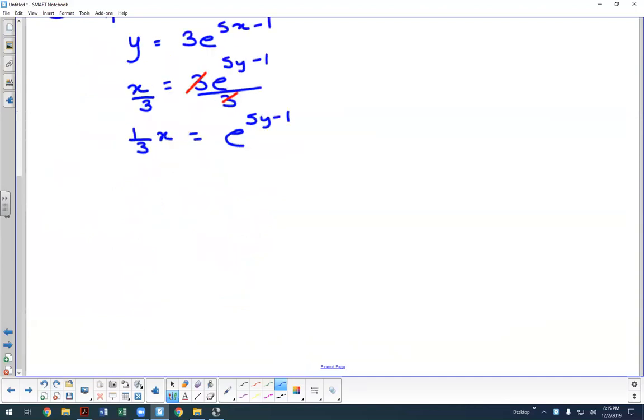Okay. Now your 5y minus 1 is in the exponential level. For us to be able to isolate the y term, we need to bring it from the exponential down to the base level, which is where we're actually going to introduce logarithms. So since this is a base e, right? To get rid of a base e, we need to bring in a base e logarithm, which happens to be our natural log. So to get rid of that base e, we're going to take a natural log on both sides of our equation, which means I end up getting natural log of 1/3 x on the left and natural log of e to the 5y minus 1 on the right.